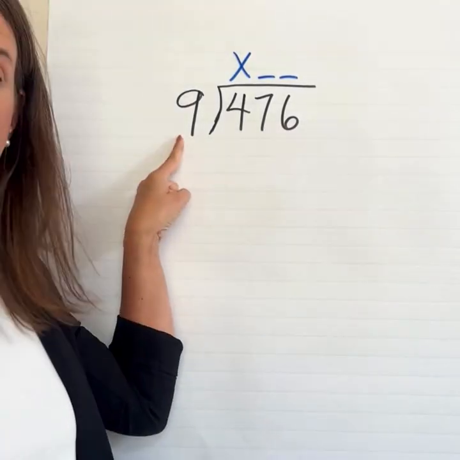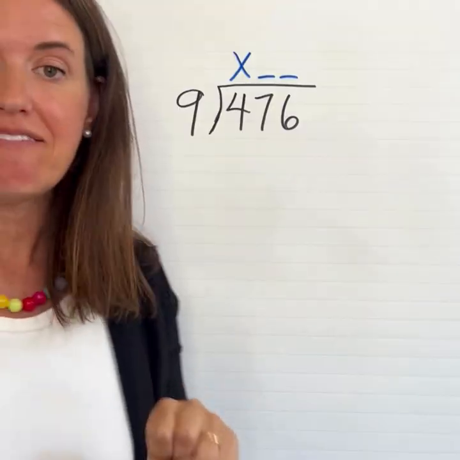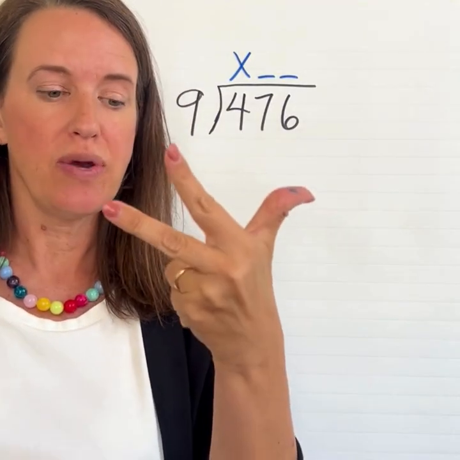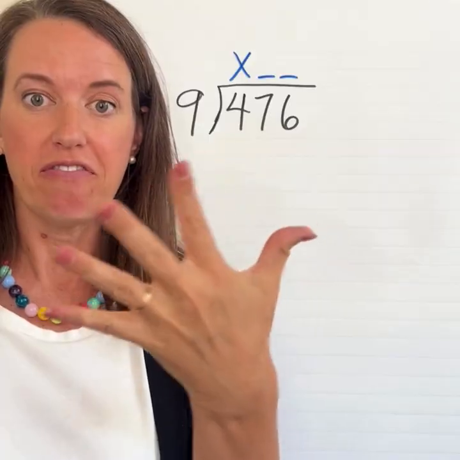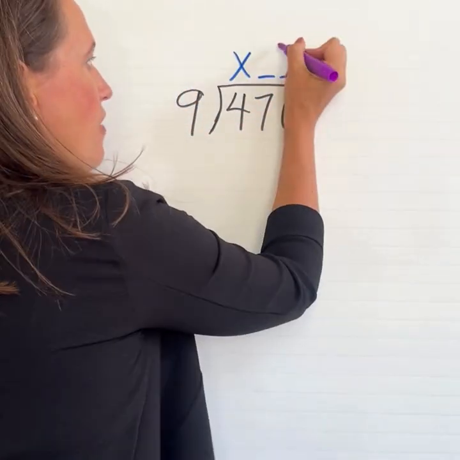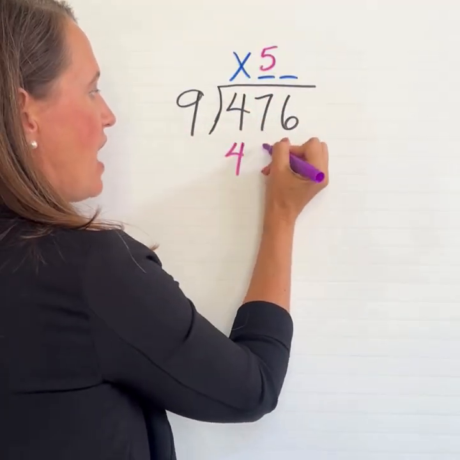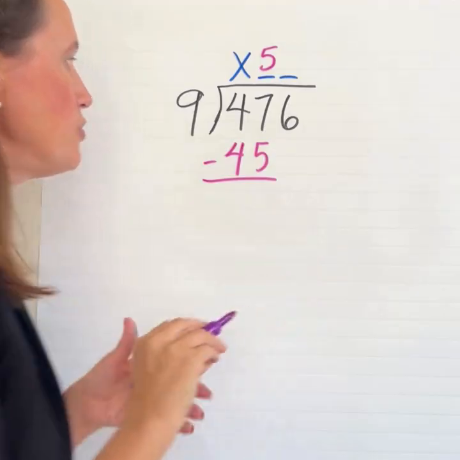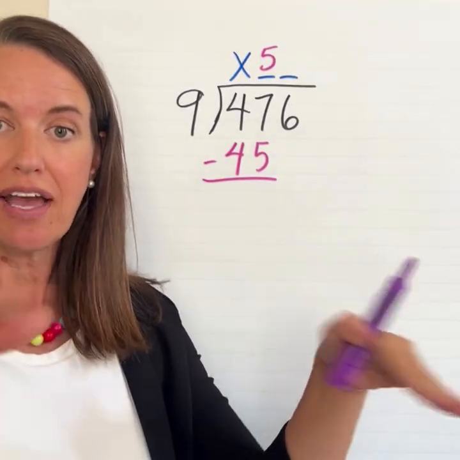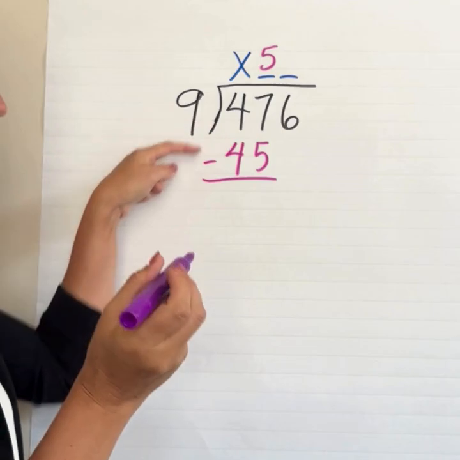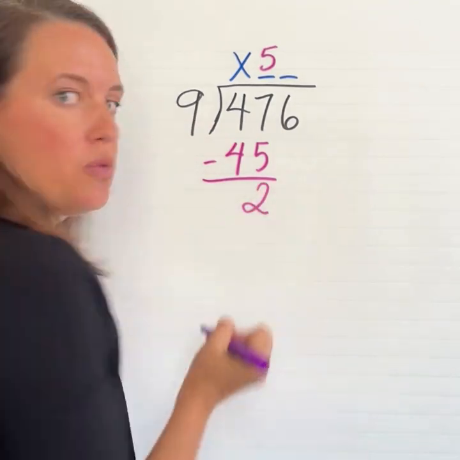You must count by 9, don't pass 47. 9, 18, 27, 36, 45. 5 pops up, and I know 5 times 9 is 45. Hook your line, subtract. Subtract, subtract, subtract. 47 minus 45 is 2.